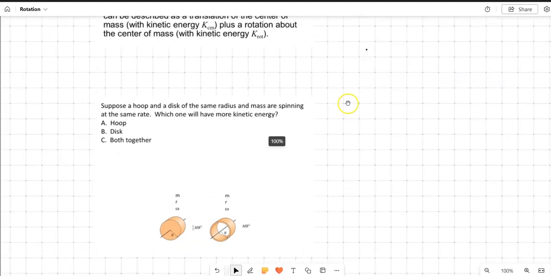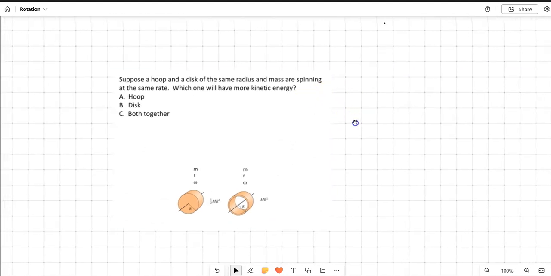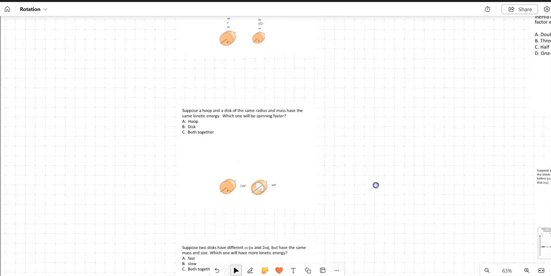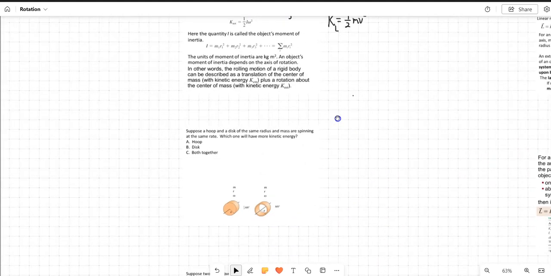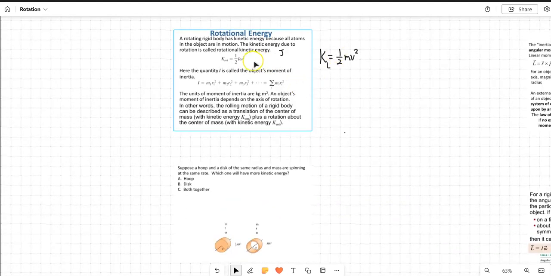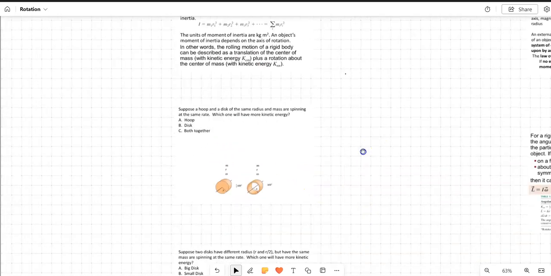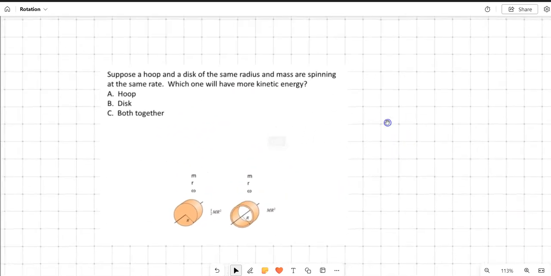Moving down here, let's familiarize ourselves with rotational kinetic energy. We're going to do 4 little quick problems and look at rotational kinetic energy, and try to get really into how I and omega, and also the parts of the moment of inertia I, affect kinetic energy. All right, so here we go.